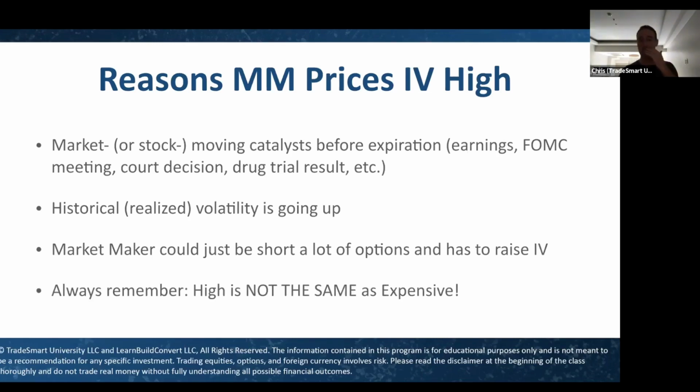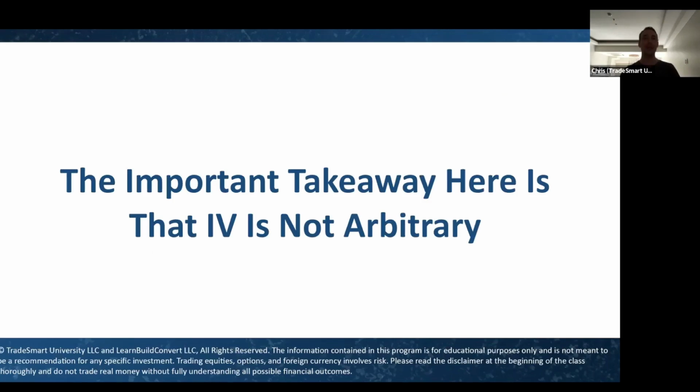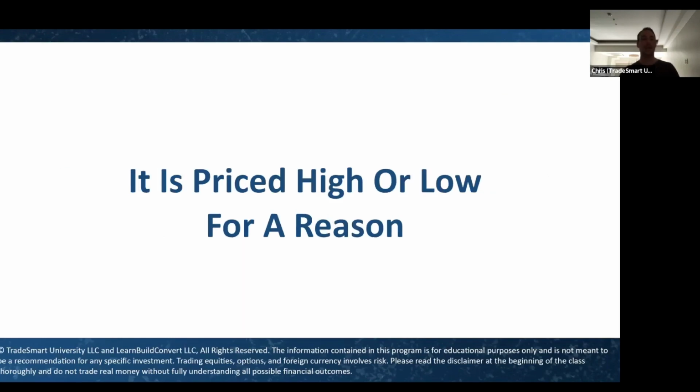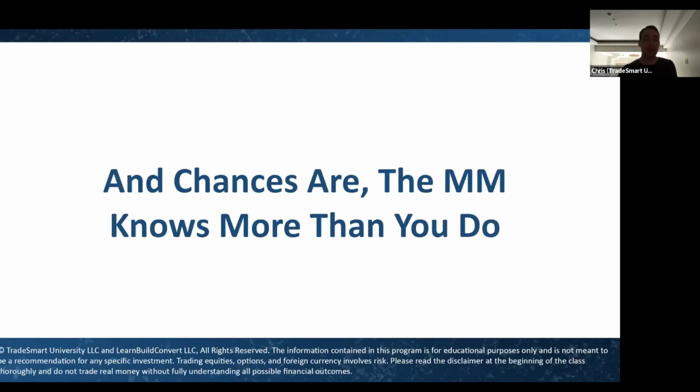So always remember, though, that high is not the same as expensive. We don't sell options just because implied volatility is high, okay? Don't get caught on the wrong side of this. The important takeaway here is that implied volatility is not arbitrary. It is priced high or low for a reason. All right, chances are the market maker knows more than you do about the stock, and that's why they are pricing that implied volatility high or low.